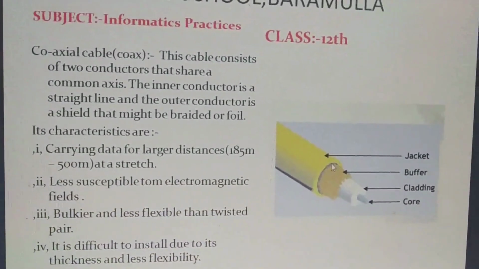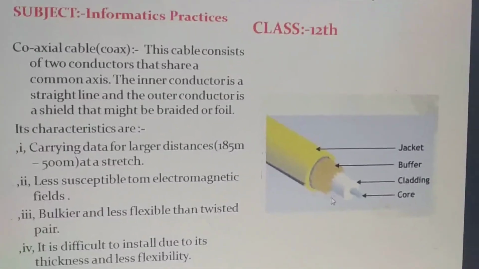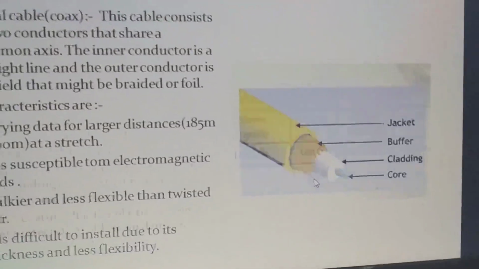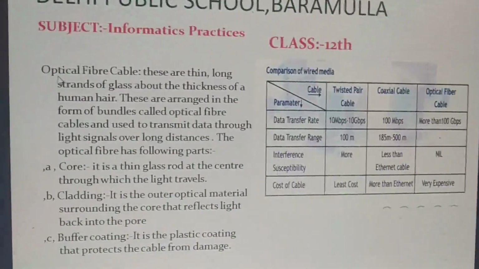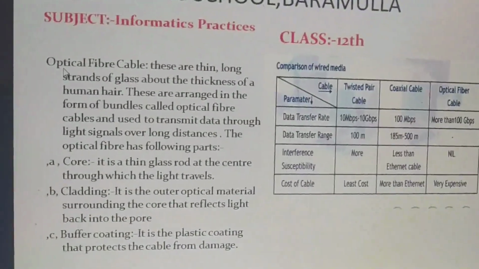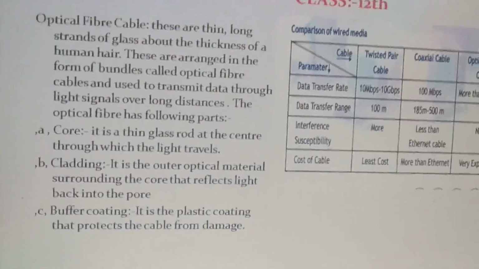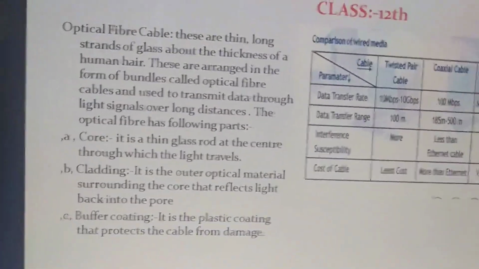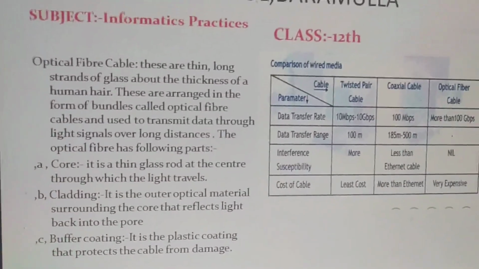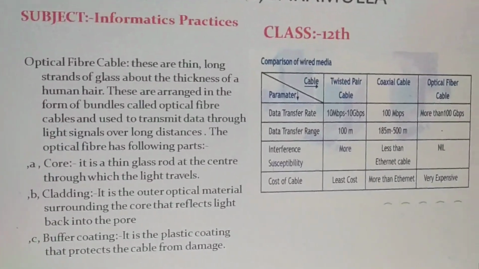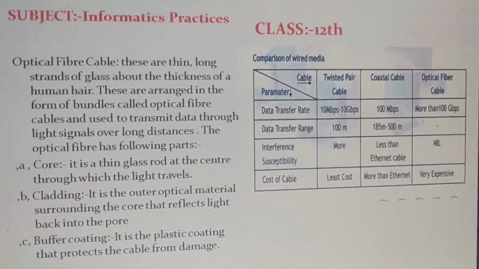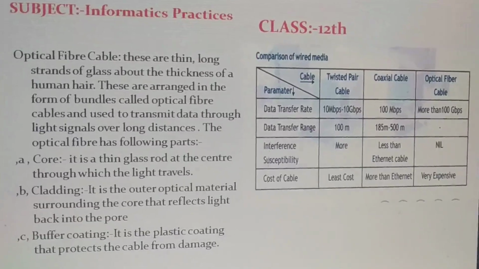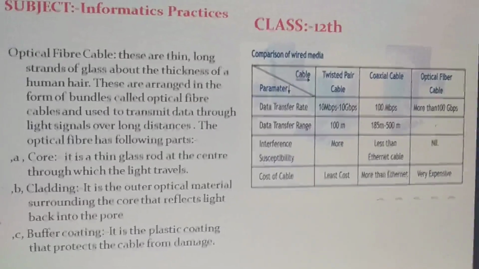And please note this picture. This is the structure of this type of cable. And going to the next type of cable, which is optical fiber. Optics you have dealt with in physics, and you know the optics deals with light. So in this type of cable, the data travels in the form of light pulses. These are thin and long strands of glass. It is made up of glass about the thickness of human hair.